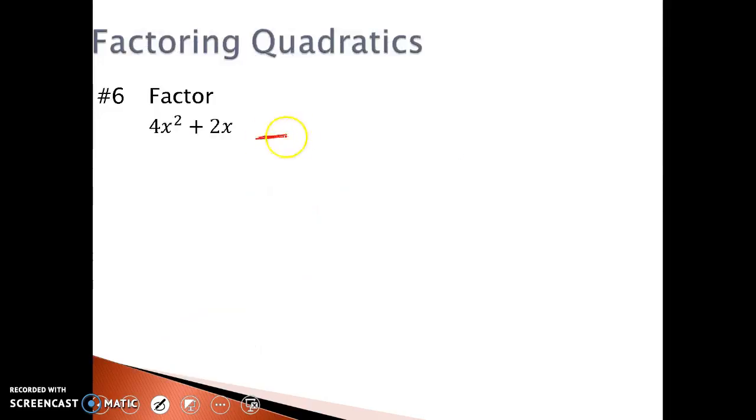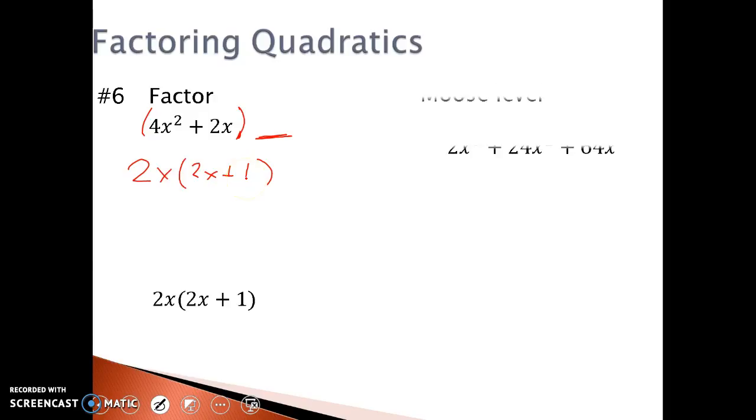So now I'm going to factor something out of here. You see that there is no c value here, but I can still factor the greatest common factor out. I can pull a 2 and an x out of these parentheses. And so 2x times 2x does give me 4x squared, and 2x times 1 gives me 2x. So I'm just factoring out the greatest common factor there. And so I would like for you to try that with this one.